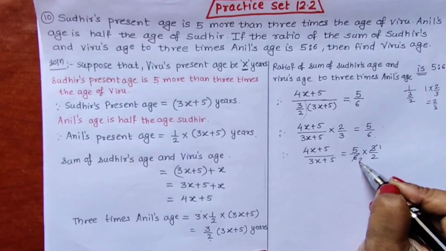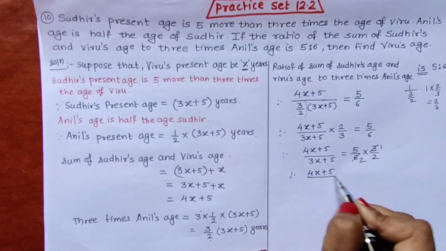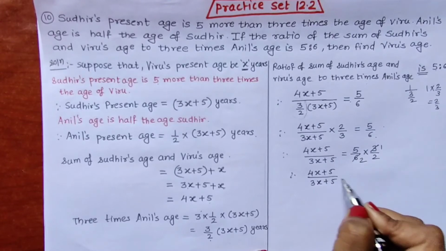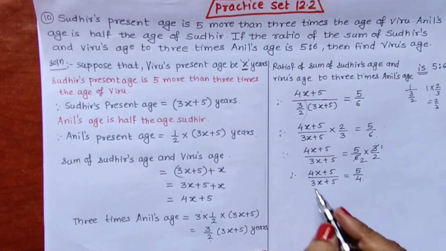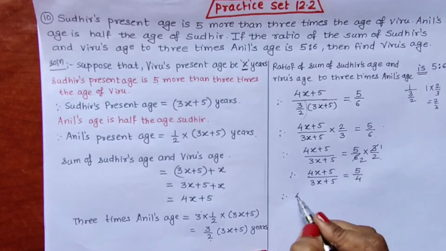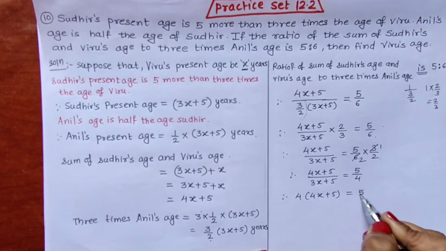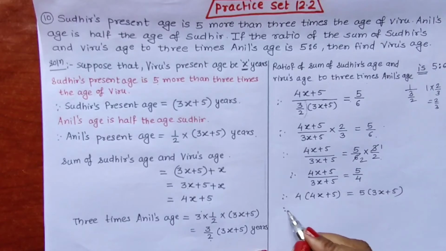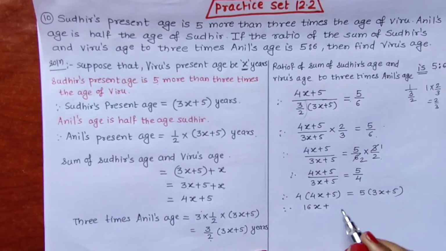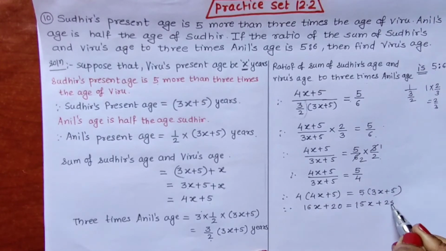3 1s are 3, 3 2s are 6. So we get it as 4x plus 5 upon 3x plus 5 is equal to 5 upon 4. 2 2s are 4, 5 1s are 5. Now cross multiply. 4 into 4x plus 5 is equal to 5 into 3x plus 5. Cross multiply. 4 4s are 16x plus 4 5s are 20. 5 3s are 15x plus 5 5s are 25.